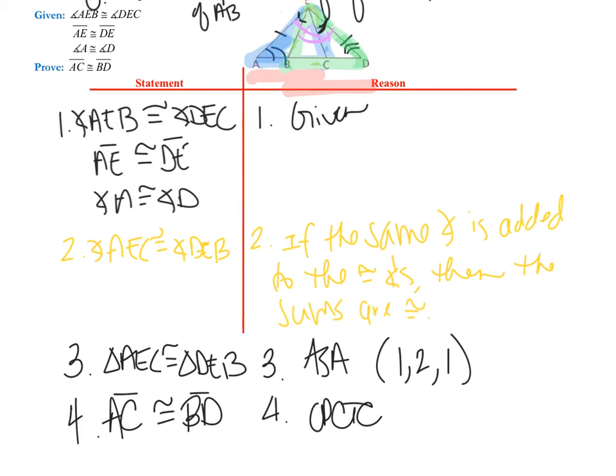So do not get CPCTC happy on me, okay? Make sure that you do it after you prove the triangles congruent. You cannot use CPCTC in the middle of the proof, okay? It's only after you prove the triangles are congruent. Then, if you're trying to prove something is congruent that you didn't already do, that's when you use CPCTC.